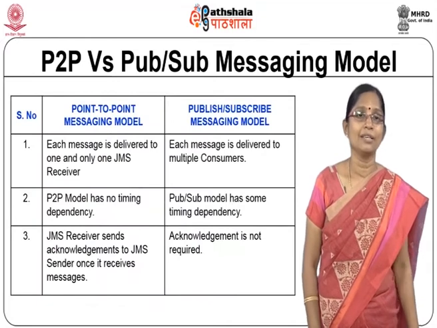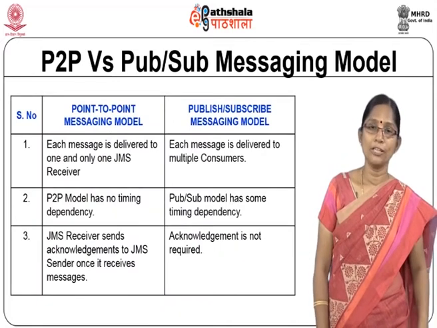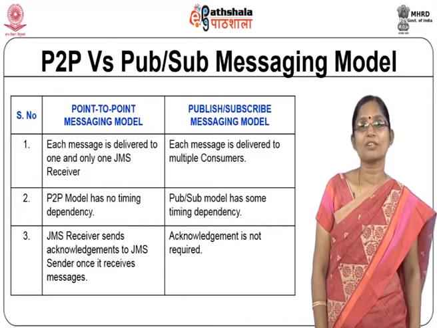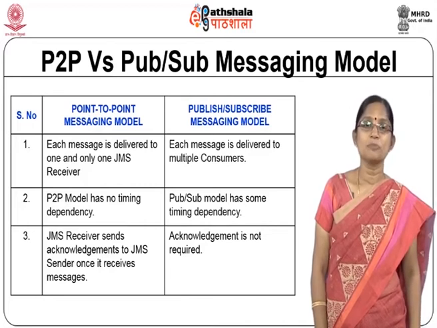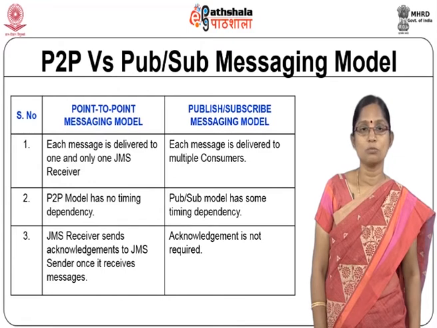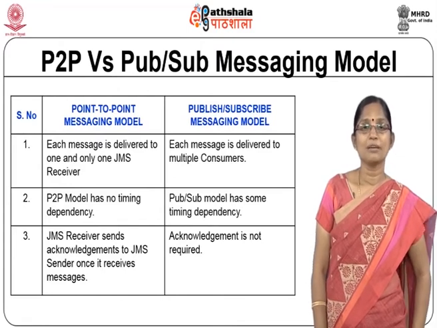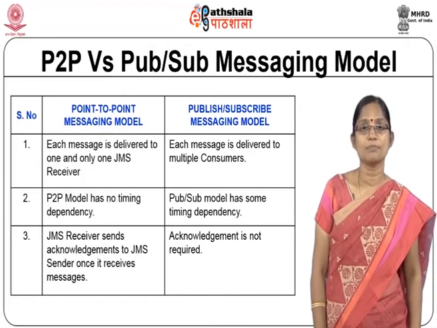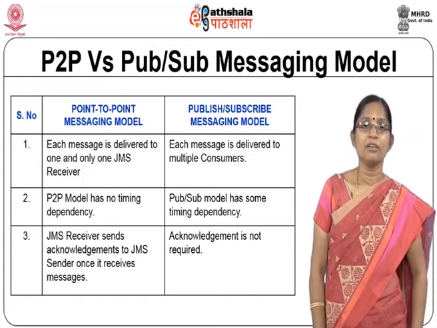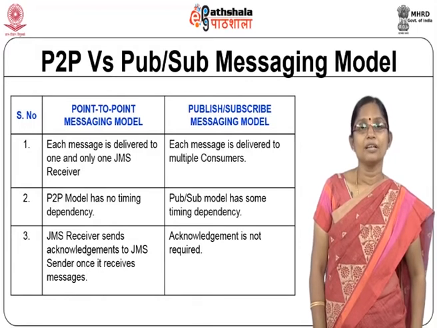So now we can have a comparison between the point-to-point messaging model and the publish subscribe messaging model. Here each message is delivered to one and only one JMS receiver, whereas here the message is delivered to multiple consumers. The P2P model has no timing dependency, whereas the publish subscribe model has some timing dependency. Here the receiver sends acknowledgement to the JMS sender once it receives messages. In the subscribe model, acknowledgement is not required. So these are the two different types of messaging models with respect to JMS.